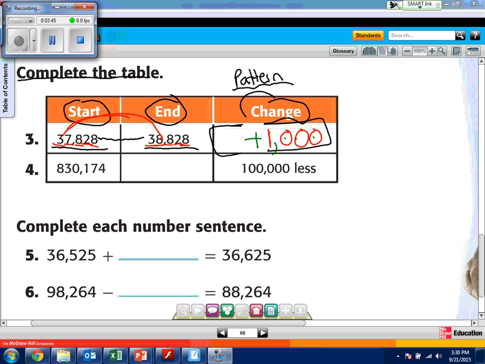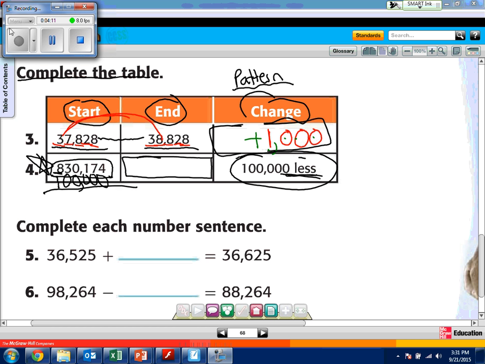Now let's take a look at this next one. Notice, ladies and gentlemen, we have a starting place, but we do not have an ending place. The ending place is gone, but we do have a change. It says 100,000 less. Remember, less means we're going to be subtracting. So just like before, what I want to do is I want to come over to this number right here, and I want to go ahead and put in 100,000 less, because here's my 100,000s place. So I go ahead and start subtracting. 471,037. My new number is 730,174.